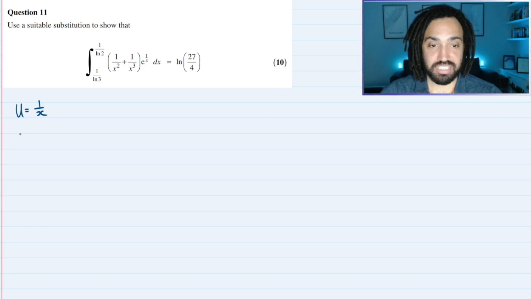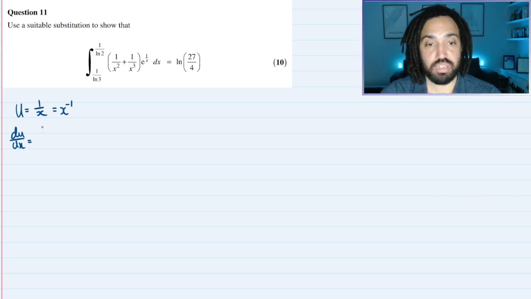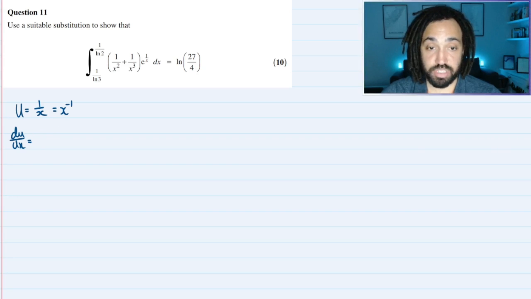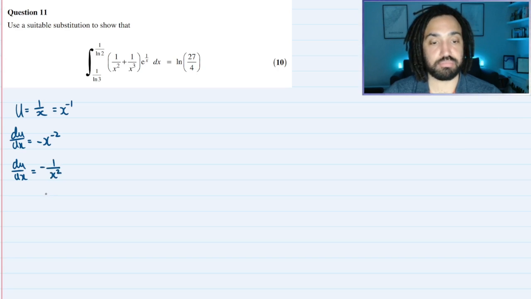Right, so I could rewrite that as x to the minus 1, might be helpful, might not, not sure, let's find out. First thing I always do is du by dx. So du by dx will be the derivative of x to the minus 1, which is minus x to the minus 2. Okay, so du by dx is equal to minus 1 over x squared.